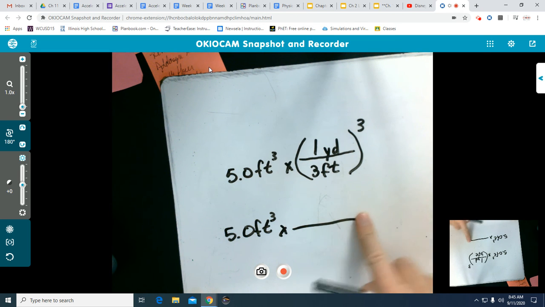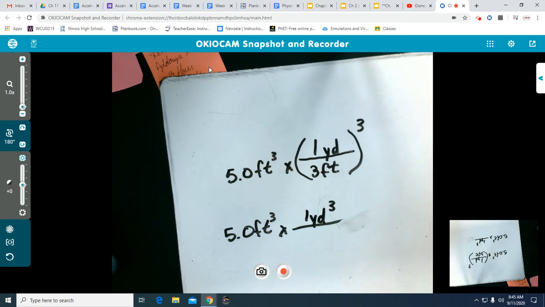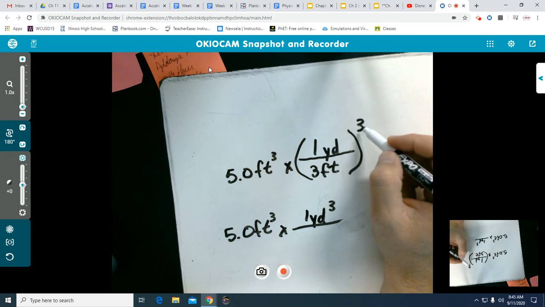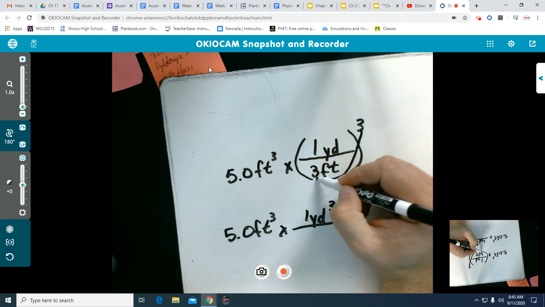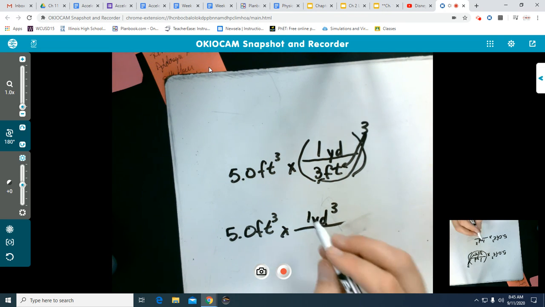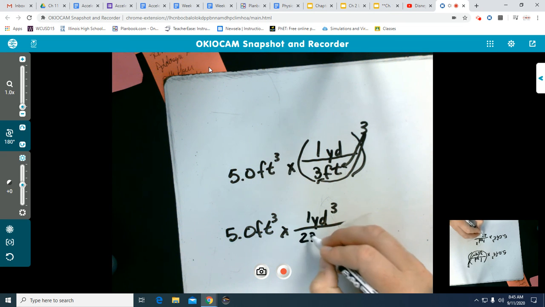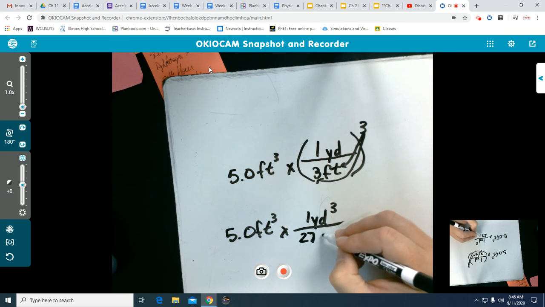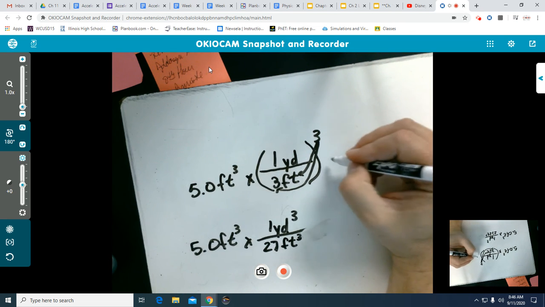So what is 1 yard cubed? It's just 1 cubic yard, right? But remember that for the denominator here, we have to cube the 3 as well as the unit. So what is 3 cubed? 27. And so then it is going to be cubic feet. Okay, now I'm going to go back up here.